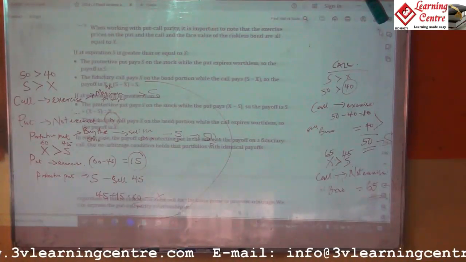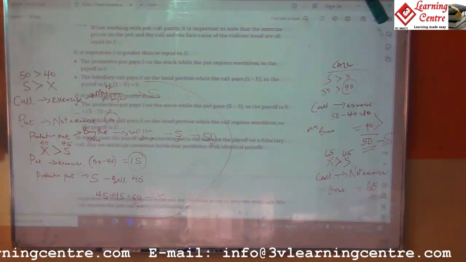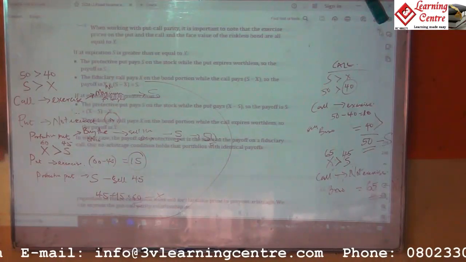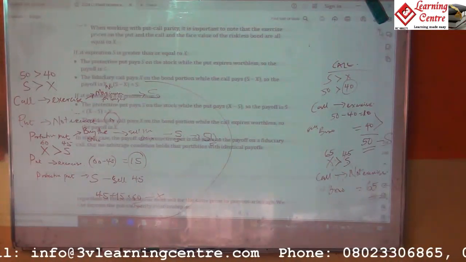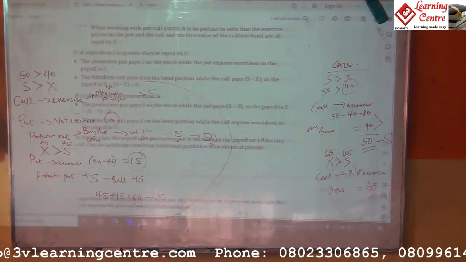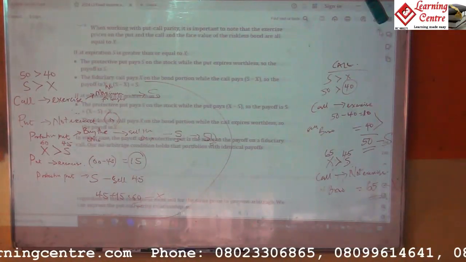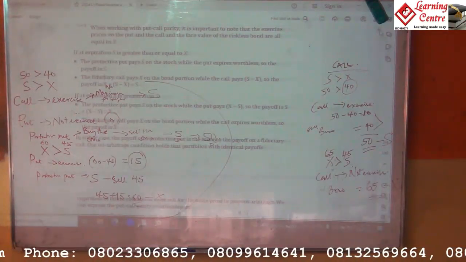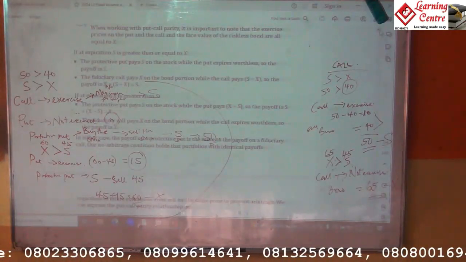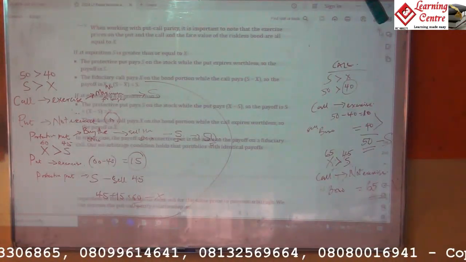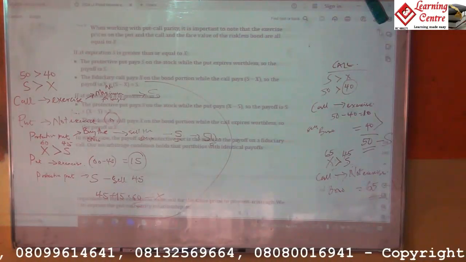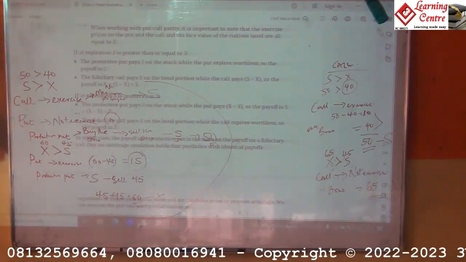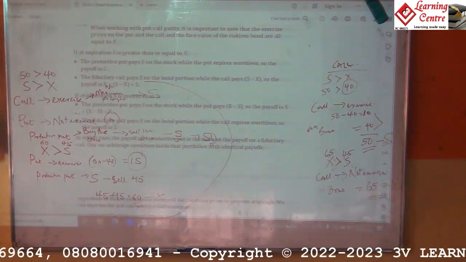Right? So, still on that line. For the puts, it's vice versa. Okay? And then when the exercise price is greater than the underlying price, the call will not be exercised, and the payoff will be equal to the exercise price.